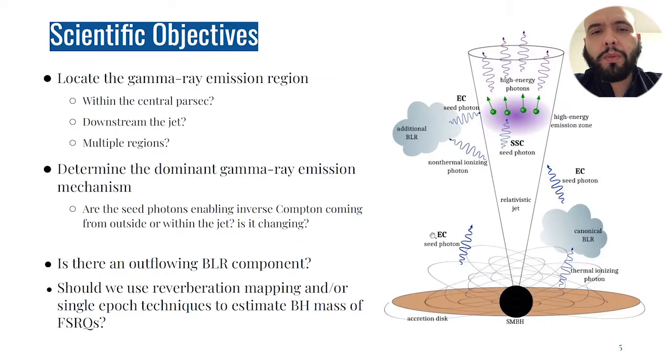The main questions to answer are: where are the gamma rays emitted? Are they emitted from within the central parsec or downstream the jet? Are there multiple gamma ray emission regions? What is the dominant mechanism for the production of the gamma rays? Where are the seed photons coming from? Is the main source of these photons changing? Is there an outflowing broad line region component? If it exists, is it contributing to the gamma ray emission production? Can we use reverberation mapping and/or single epoch techniques in order to estimate black hole mass for FSRQs?